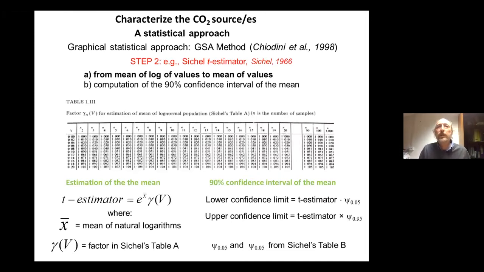So we have to use another statistical method for estimating the mean and, for example, the standard deviation or the 90% confidence interval of the mean, starting from the mean of the log of the values. For example, like suggested by the GSA method proposed by Cardellini and co-authors in 1998, we can use, for example, the Sichel table, and we can estimate the mean values of the flux population starting from the average of the logarithm, but we have to consider also a correction factor. This correction factor depends on the number of samples that are representing our population and on the variance of the sample. So this number may be very different from one.